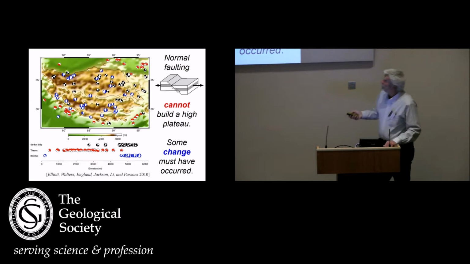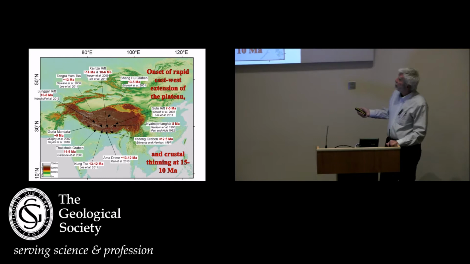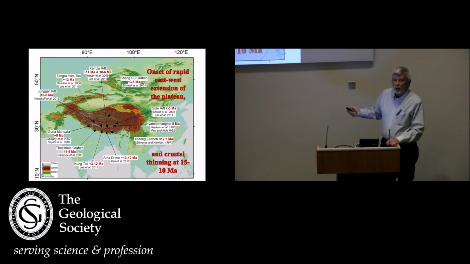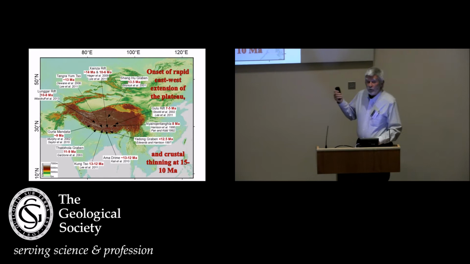Okay, when did this start? Started sometime since 15 or 10 million years ago. This is a map again of Tibet. Each of these is an arrow showing a place where recently, almost all of these are 21st century studies, someone has gone in and determined when the normal faulting began. They've dated the fault, they've gotten cooling ages from when you've exhumed the rock, filled up the basins with sediment. And the oldest, 14 million years, here's one 13 and a half, they're all younger than 15. Some of them are a little younger than 10, but 10 or 15 million years is not a bad guess for when the normal faulting began.